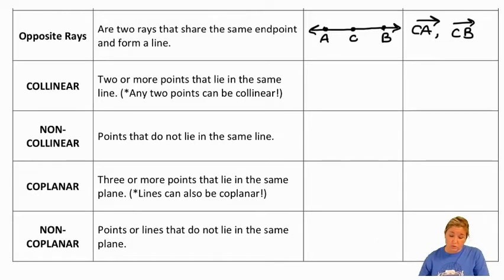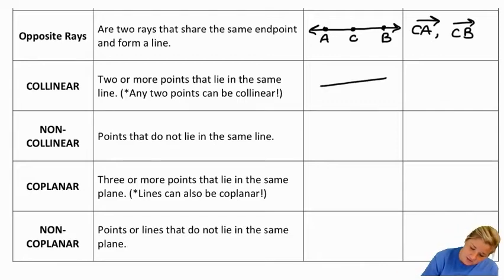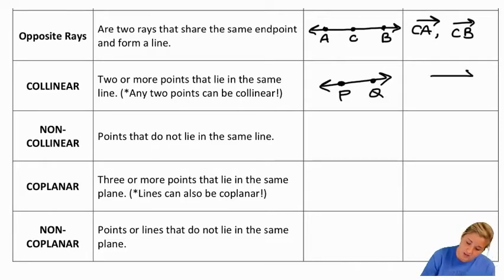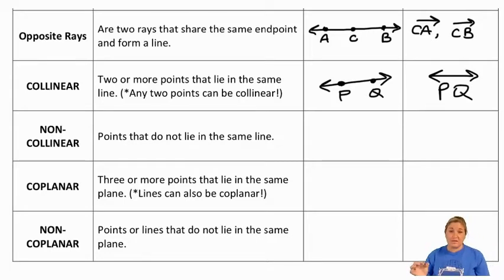Collinear means two or more points that lie on the same line. So any two points could be collinear. So co meaning together, linear meaning line. If I just had a line here, I could name P and Q. So this would be line PQ. So P and Q would be considered to be collinear.